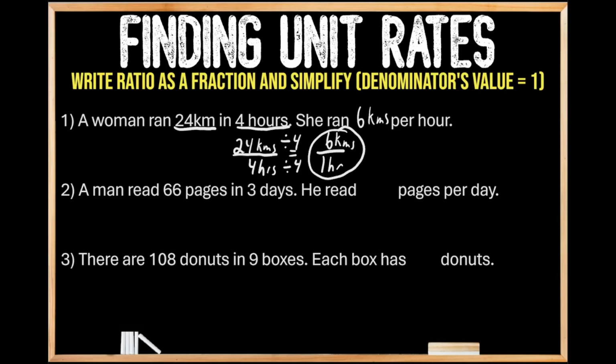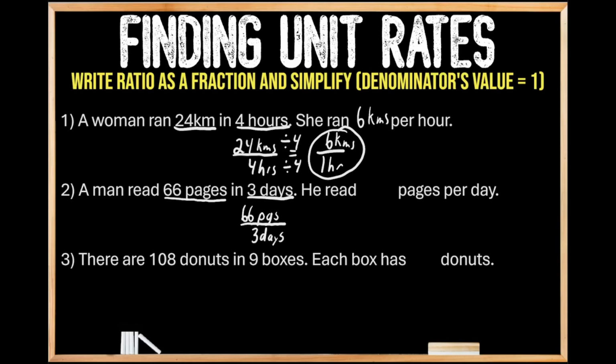Now moving on to question number 2, where this time the problem states a man read 66 pages in 3 days, and we're being asked to calculate how many pages he read per day. So the first thing we're going to do is set up this ratio. Our first unit is going to be the number of pages that have been read, and we have 66 pages being read, so 66 is going to be our numerator, and then our second unit is the number of days that have passed, which in this case is 3 days. So we have 3 days for our denominator.